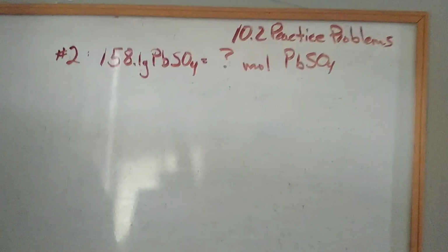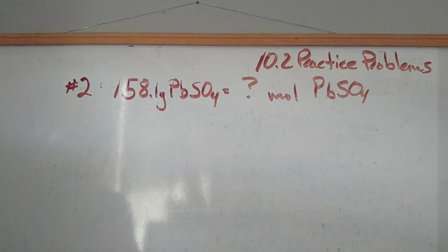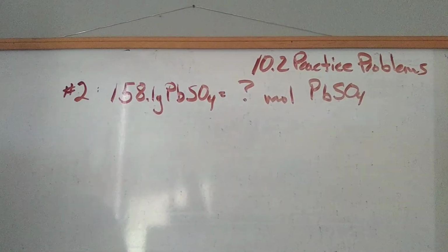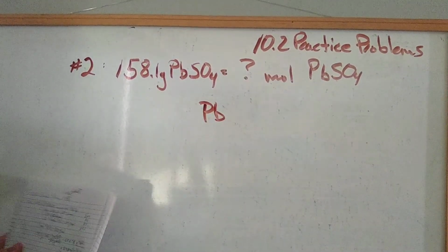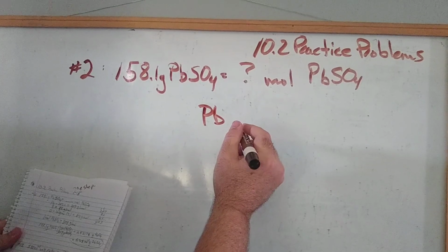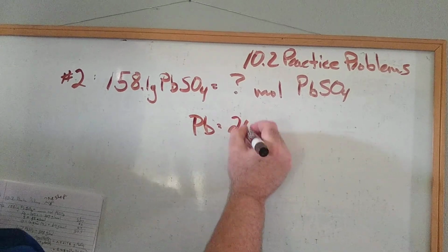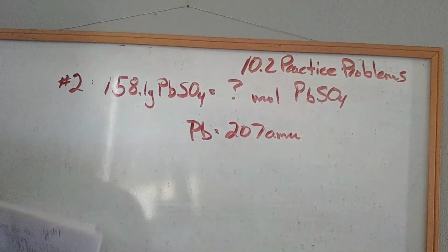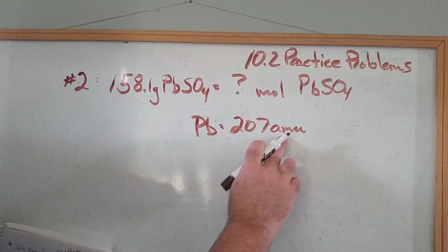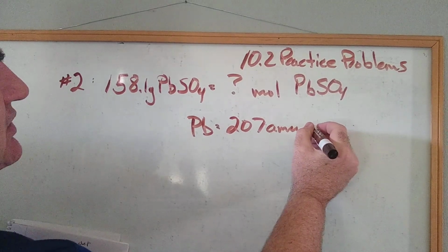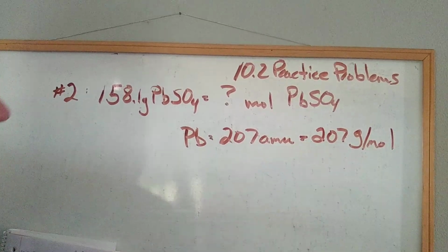So to do this, that means we need to know what is the molar mass of PbSO4. We got to know what is its value. So we have to figure out the atomic mass units of PbSO4. So Pb weighs 207, and we're going to round that one down, AMU. Now, after last video, hopefully you will just say, oh, well, 1 AMU is equivalent to 1 gram per mole. So this now becomes 207 grams per mole.